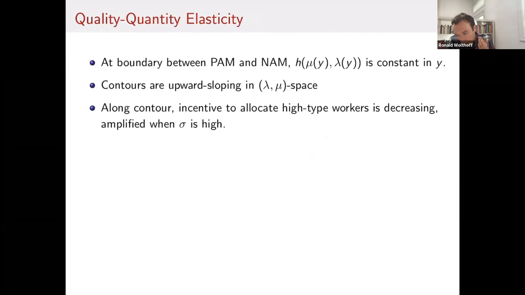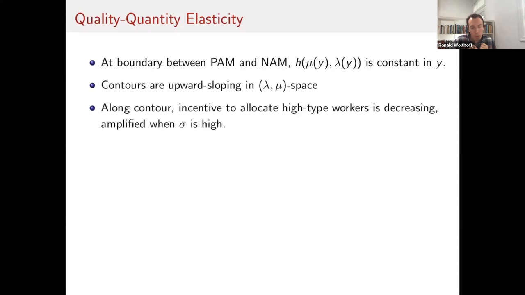If you want to find the boundary between positive assortative and negative assortative matching, then that boundary is where this H, this probability of hiring a high type conditional on hiring anyone, is constant in Y. So we want to look at contours of H. You can show that these contours are upward sloping. If you add more low types to the Q in order to keep the probability of hiring a high type constant, you also need to add more high types.